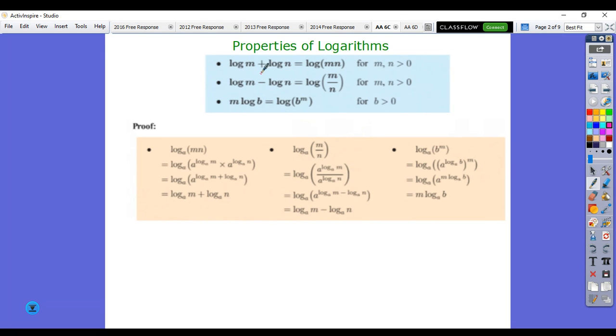So the log properties go straight back to exponential properties. Let's think back. If we've got bases that are the same and we are multiplying, you keep the base the same. What do you do with the exponents? Add. So just like exponential properties, log properties share the same qualities. If you are adding the logs, you multiply the bases.